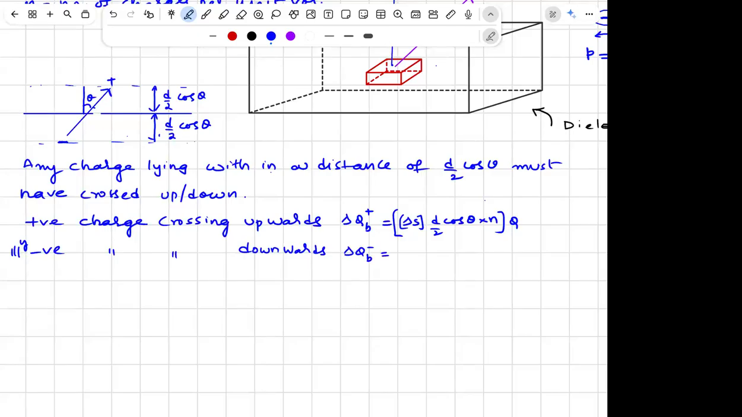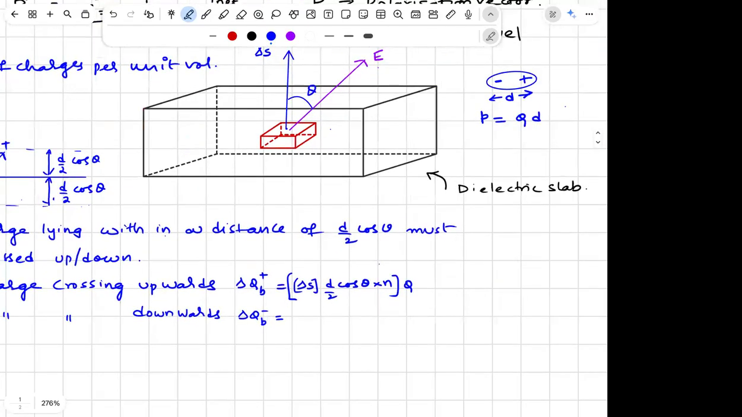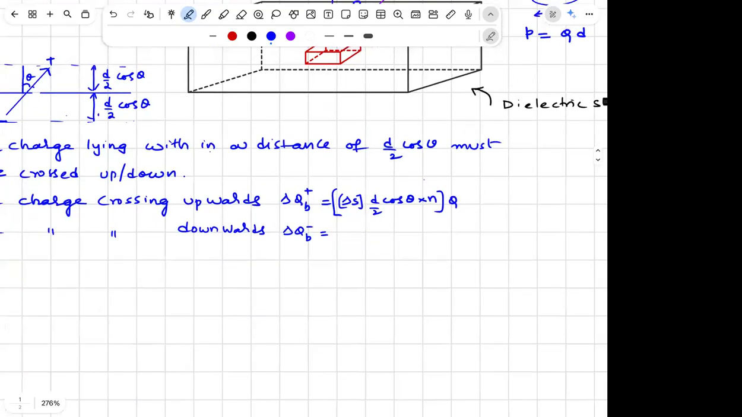Why I am writing delta QB, you know, is clear. They are not free charges. They are bound charges. Minus plus, bonding is there. They cannot separate; you can only orientate them. If you separate them, it is no longer a dielectric. If it is no longer a dielectric, we have already worked on those dynamics in current electricity, drift velocity, etc.